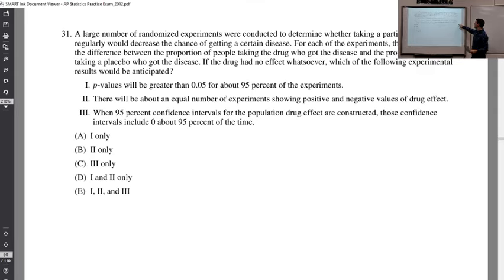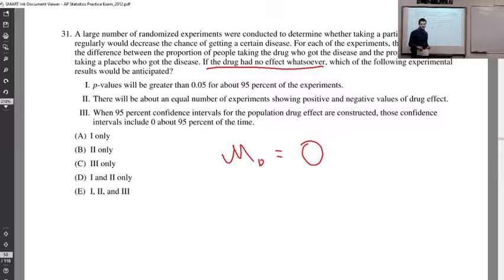31. The biggest thing that trips people up on this question is that they miss the part of the question that asks if the drug had no effect whatsoever. Well, if the drug has no effect whatsoever, then the mean difference between the effectiveness of the drugs should be 0. The mean difference should be 0. So, which ones are true? Well, p-values will be greater than 0.05 for about 95% of the experiments. That should be a pretty easy one to say that it's true. Since my parameter is 0, that means the confidence interval should capture 0 about 95% of the time. That's what a confidence interval is.